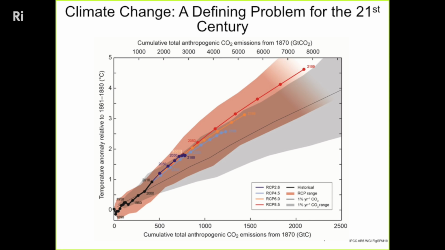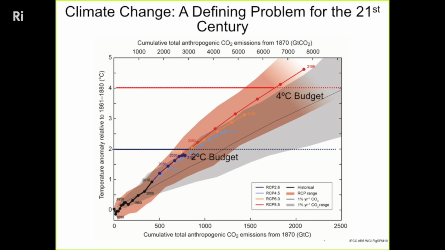And we can see how we can follow up those curves depending on what we choose to do. If we do nothing, at 2100 we will be at nearly 5 degrees. If we do everything we can, we may just stay below 2 degrees. And so we can see here, there's the 2 degrees, there's the 4 degrees. That's the budget that we're allowed. 790 gigatons of carbon is our allowable budget.